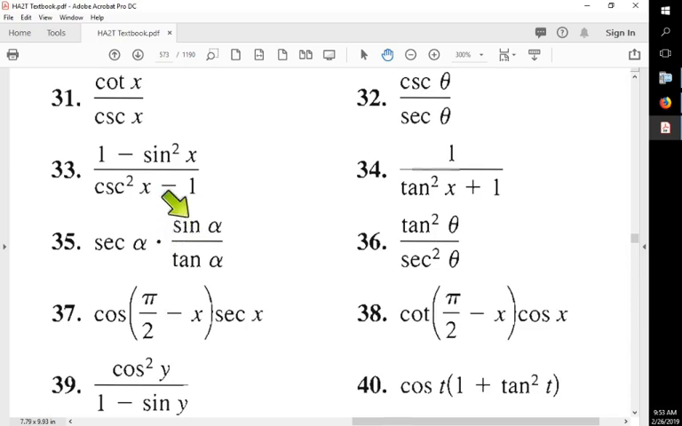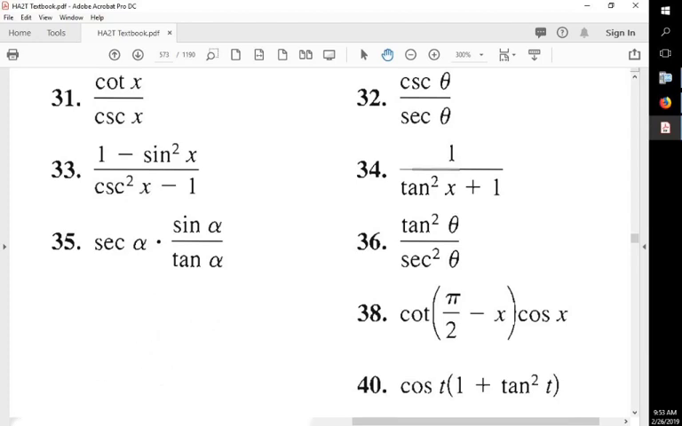Like this one. Look at this one. It says sine alpha divided by tangent alpha. We're dividing here. And if I use that one strategy that I was talking about earlier, making everything sine and cosine, look how the problem changes. So if you have no idea what to do, like you're looking at it and you feel lost, just change everything to cosine and sine, and then things might look better.